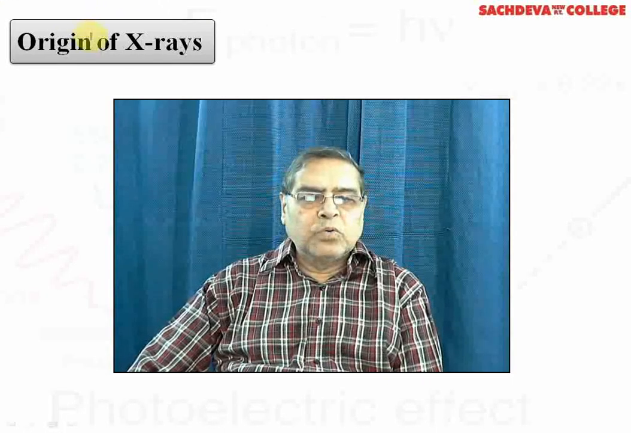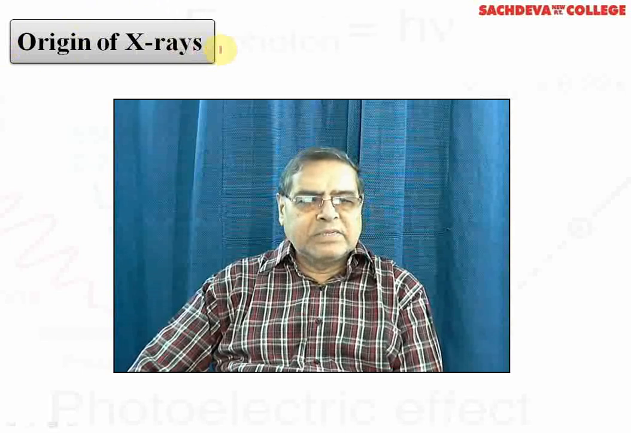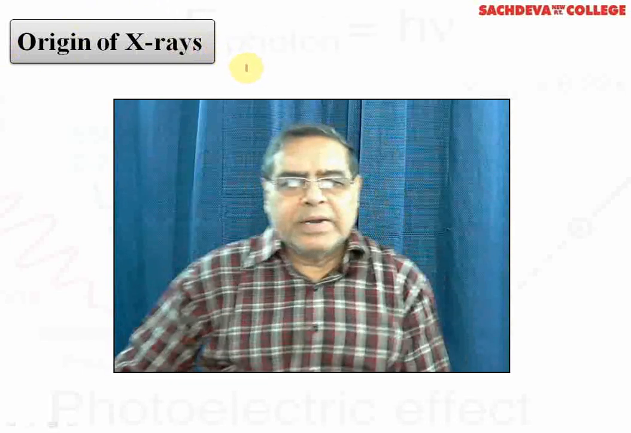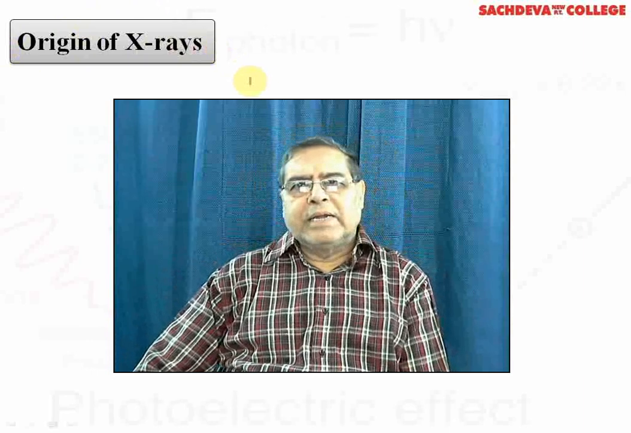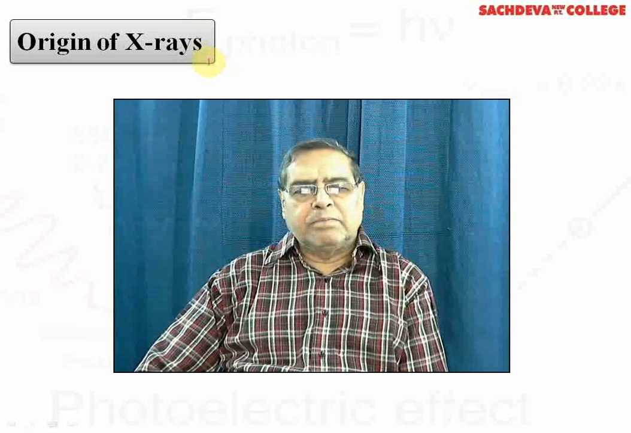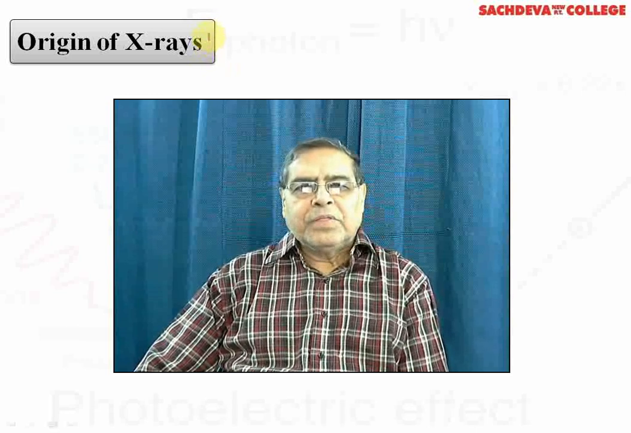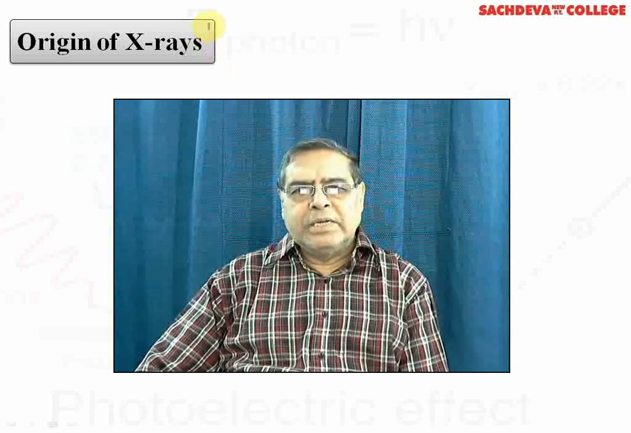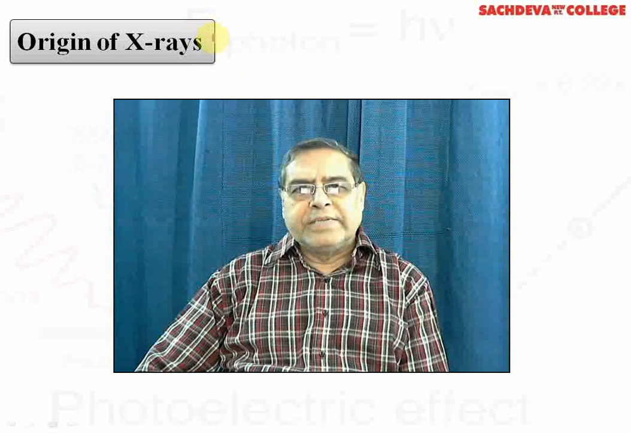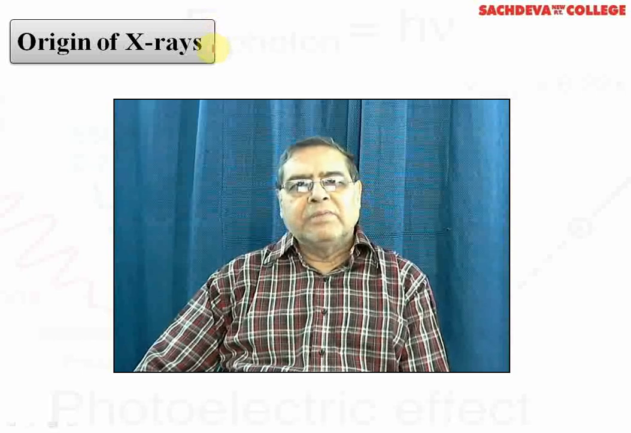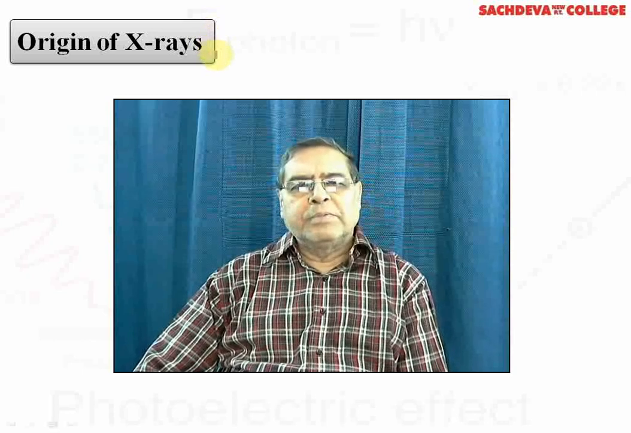Now we come towards the origin of X-rays: how the X-rays are obtained, what is the origin of X-rays. Regarding origin, we can remember that electrons from the cathode with energy eV strike the atom of the target. The electrons in the target atom absorb this energy, their angular momentum changes, and they jump from a lower to a higher permitted shell.